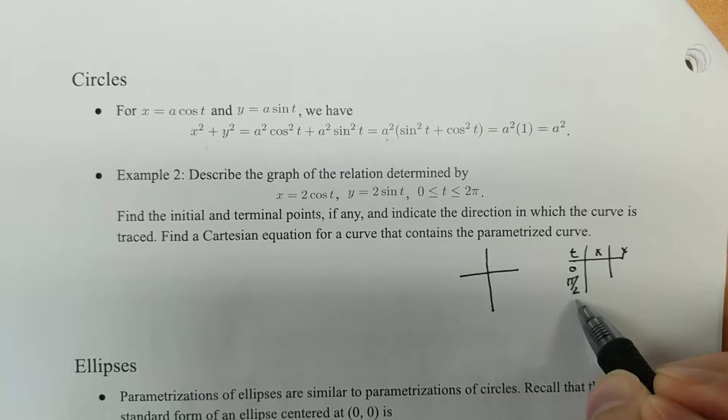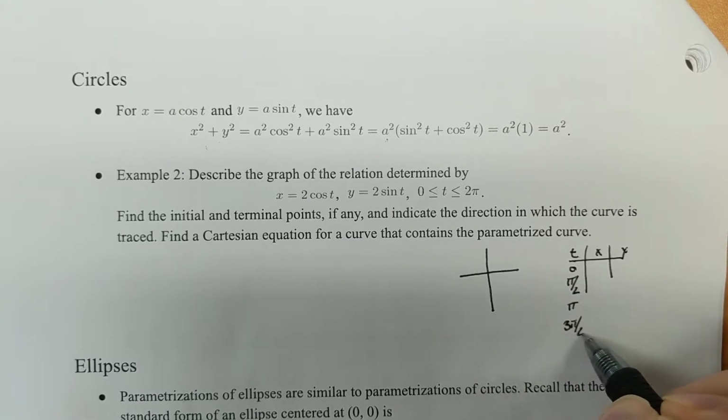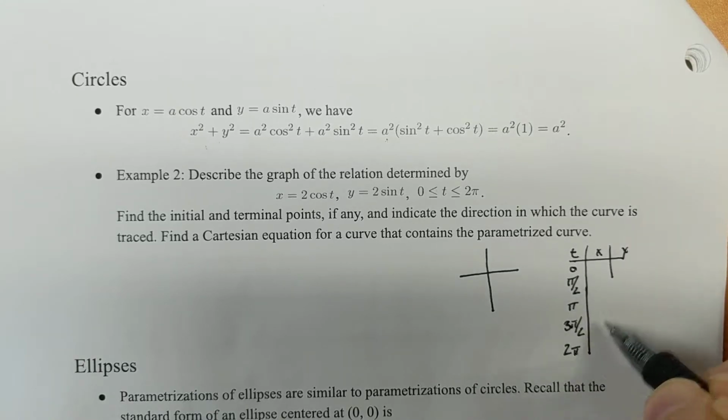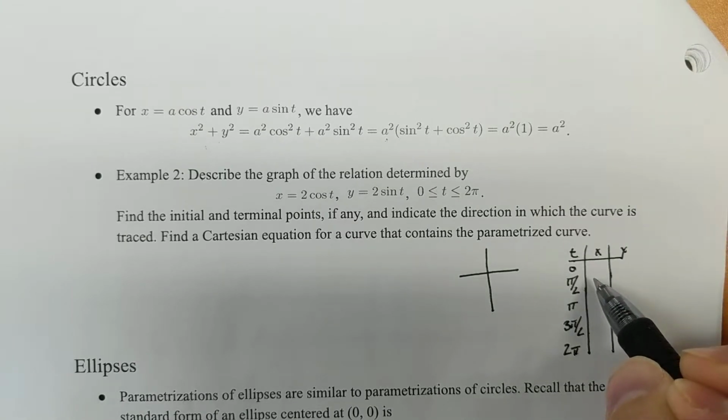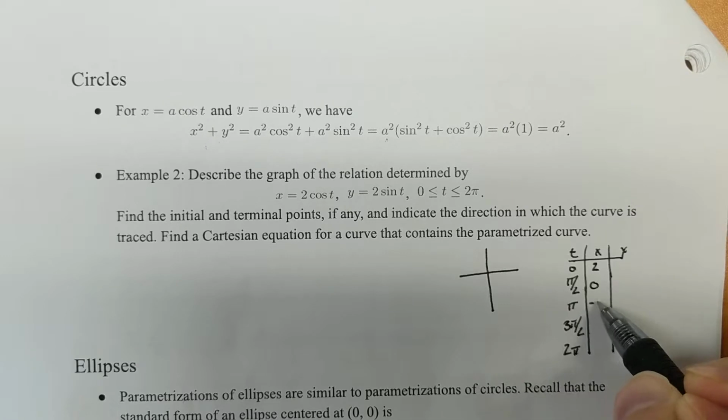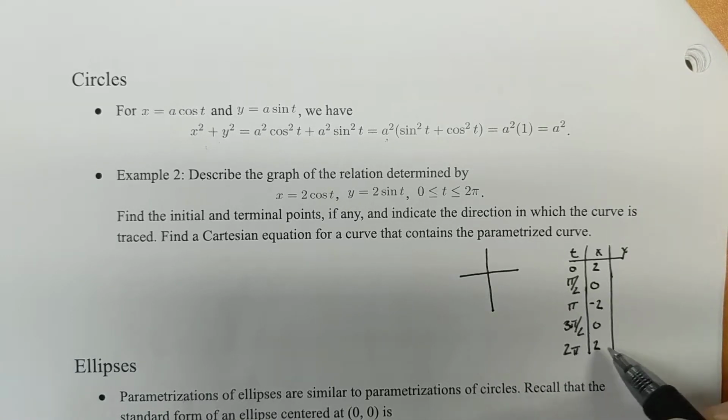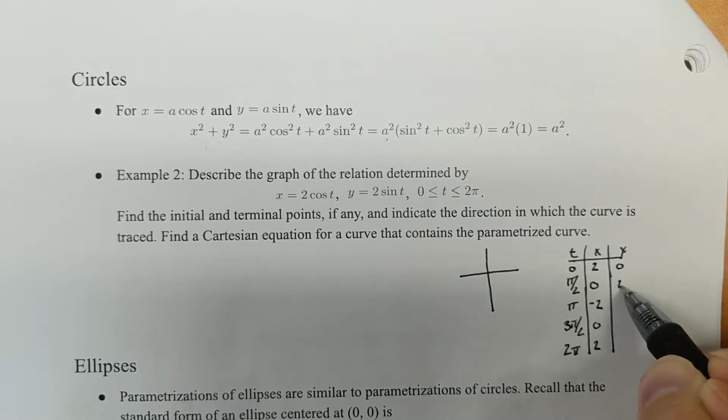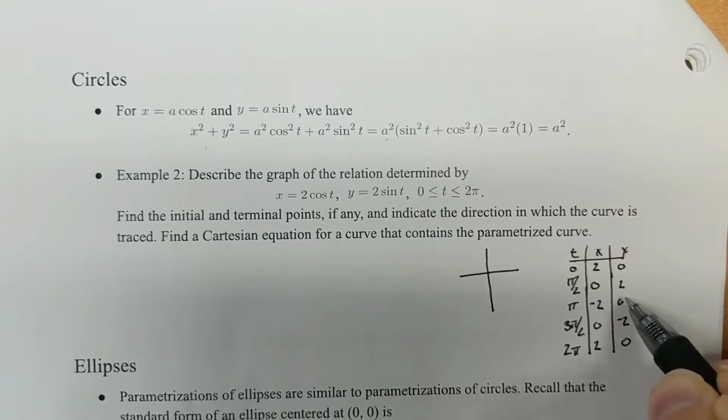Now, since I have trig functions, I'm going to use these values because these are the ones that go with trig functions. So 2 times the cosine of 0 is 2. This is 0. That's negative 2. That's 0, and that's positive 2. This is 0, 2, 0, negative 2, 0, if you work them out.